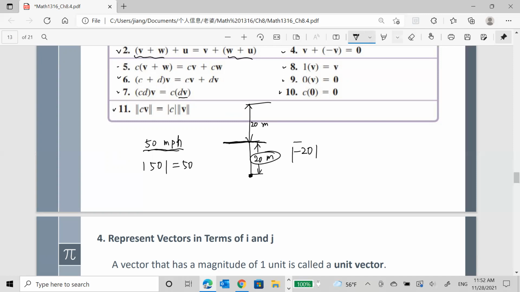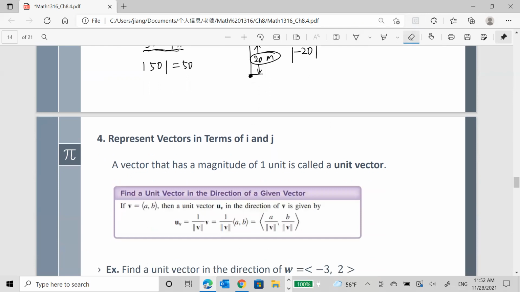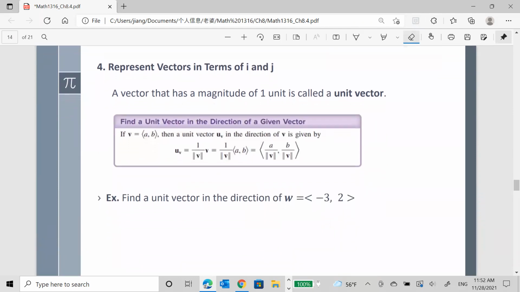But I'm looking for the magnitude. Magnitude of C, magnitude of negative 20. That's just the absolute value of 20. That's 20 because I'm looking for the magnitude, just the length of this, the scalar of this, not the direction. Okay, let's continue to represent vectors in terms of i and j.